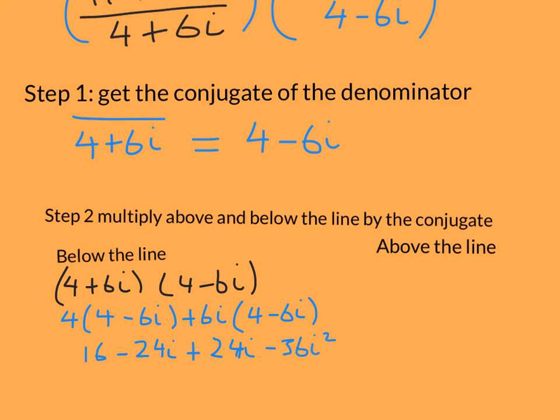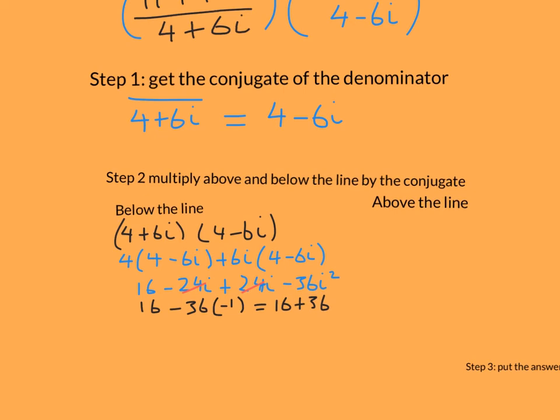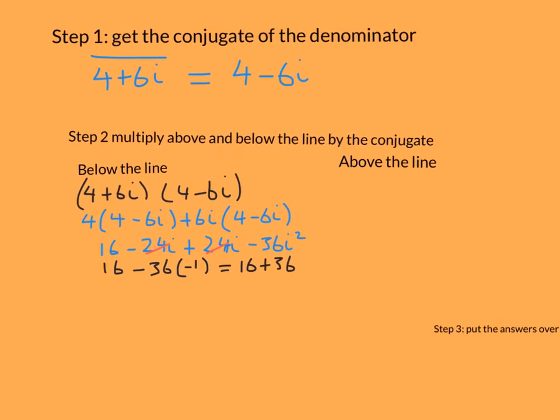We can see immediately that these two cancel off. And what I get is 16 minus 36i squared. And remember that i squared can be replaced by minus 1. And that's going to give me 16 plus 36, which is going to give me 52.